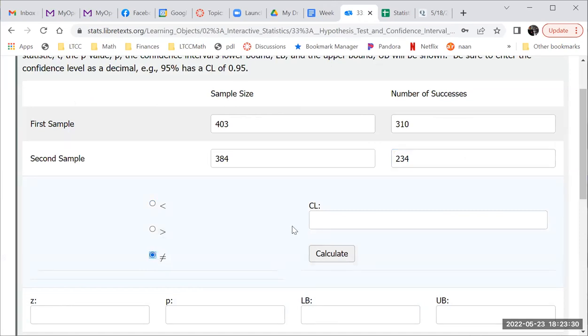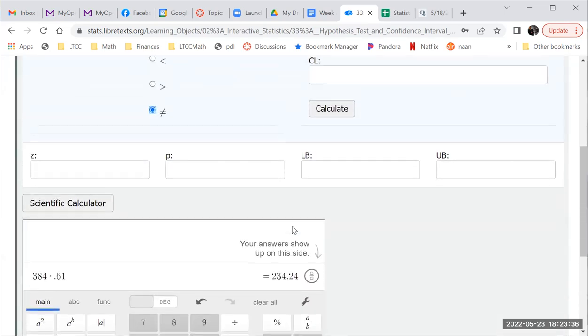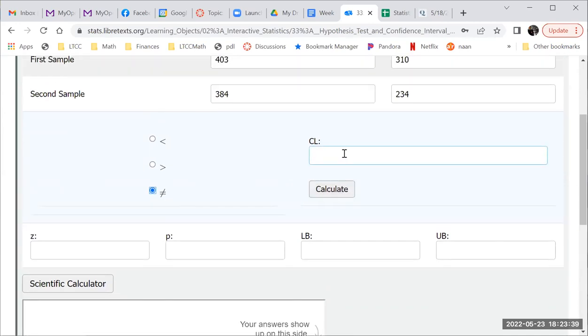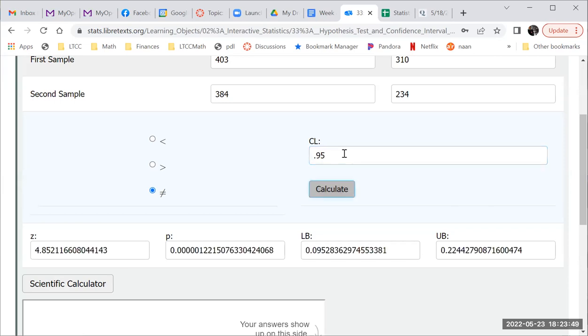What do you think a good confidence level is? 95%. Yeah, 95%, because that's standard. It's political science. 0.95 would make the most sense. Okay, any questions on that? No. And I hit calculate.